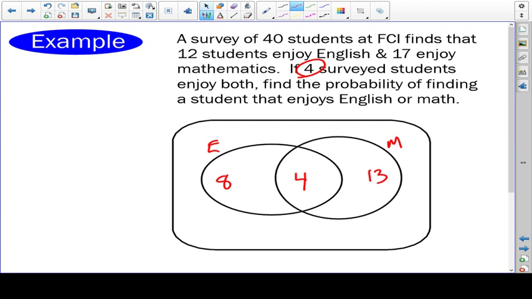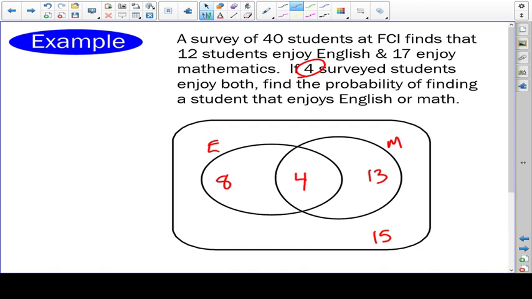And I know it doesn't ask this, but we should complete the diagram anyway. 8 and 4 makes 12, plus 13 makes 25. So that means there's 15 people on the outside that don't like English and don't like math. They don't like either one of them. So that's what a Venn diagram looks like. We have talked about Venn diagrams before. Remember to put a box around it. Remember to label your circles with some letter or something that's representative.